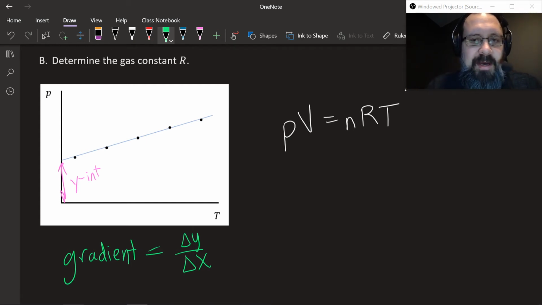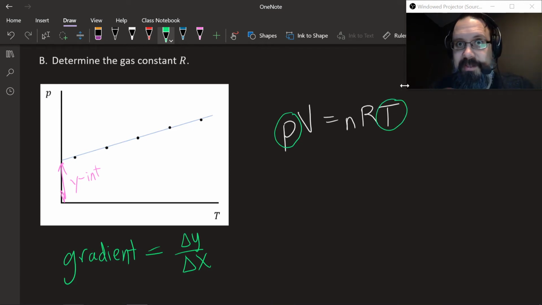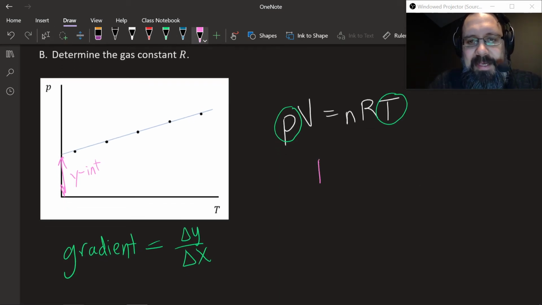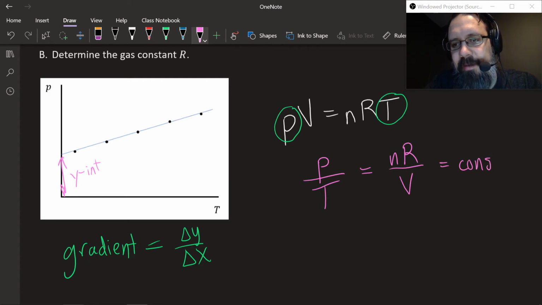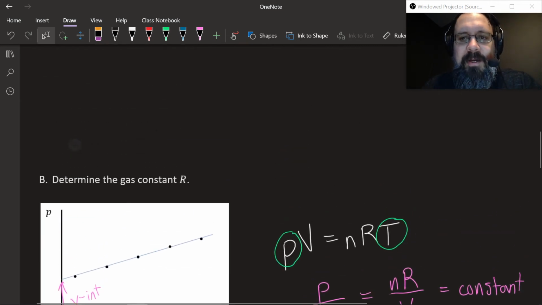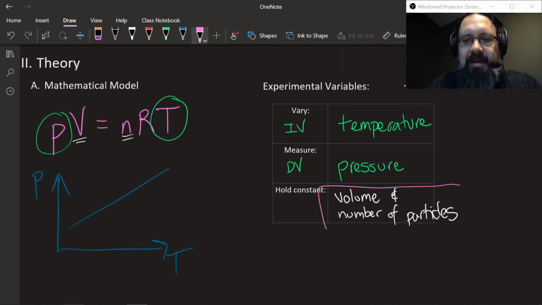So we'll notice that we've got our pressure here as the y and our temperature here as the x. So what we're going to do is just rearrange this equation so that it's P over T. If we do that, we're going to divide both sides by T and divide both sides by V. So we'll end up with this relationship that P over T is equal to NR over V. And that is going to be constant because look at these variables, NR over V. Experimentally, we said that we're going to hold the number of particles constant and we're going to hold the volume constant. Those are the ones that we identified as being constant.